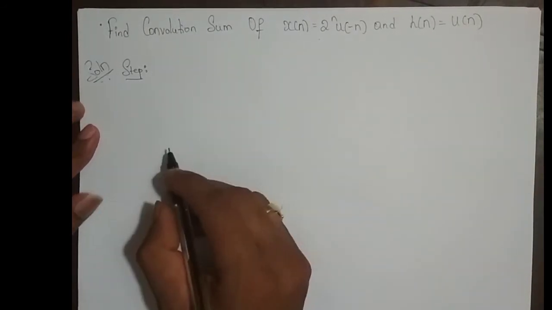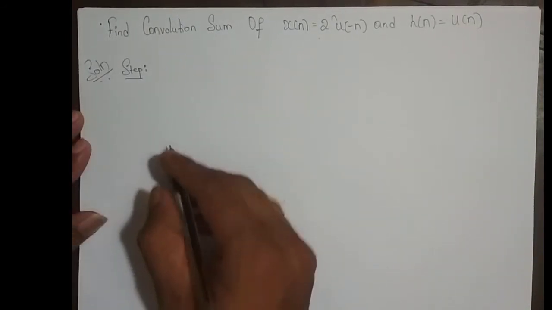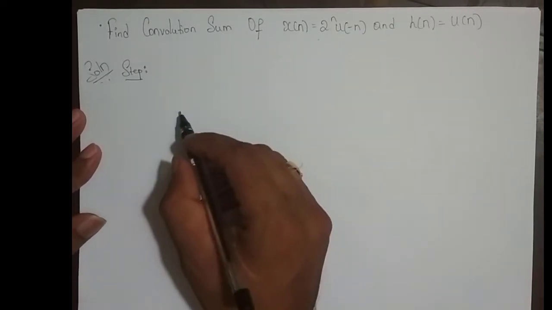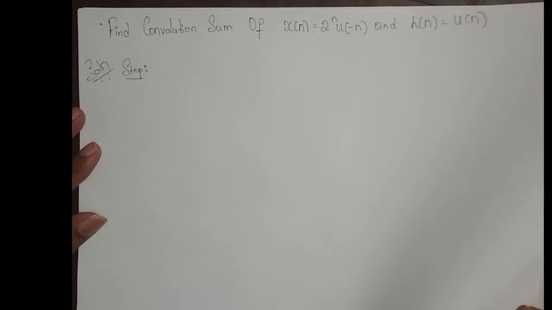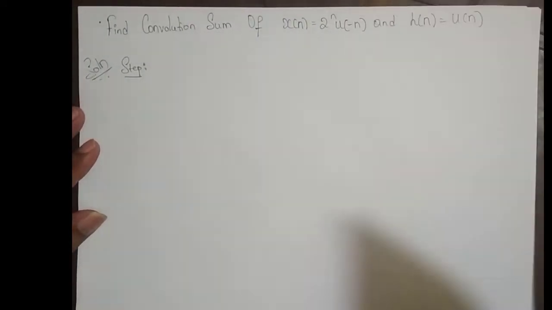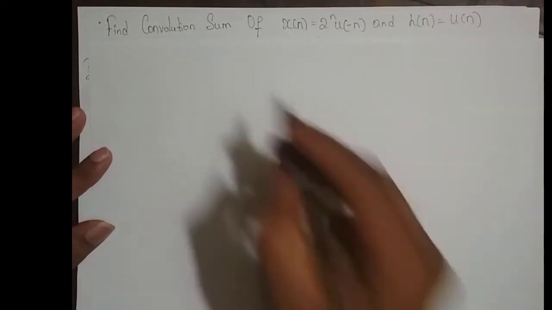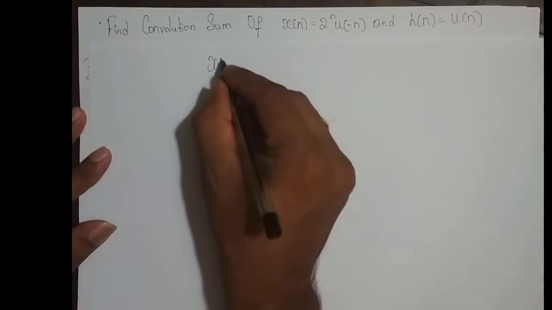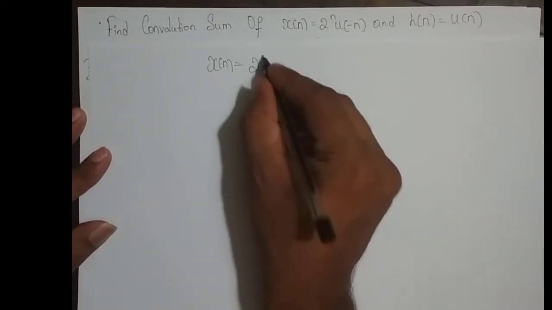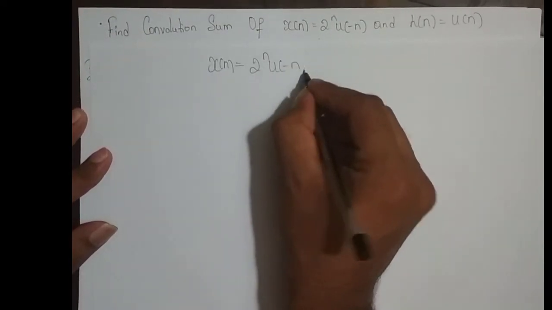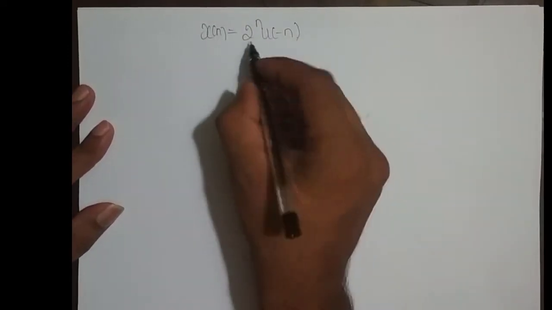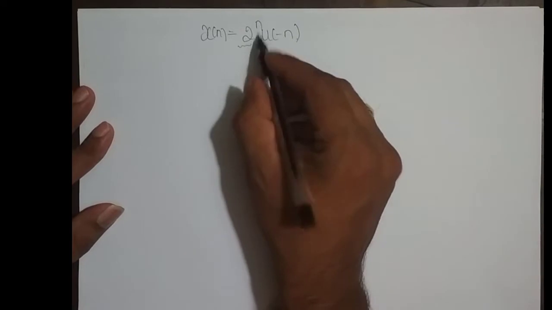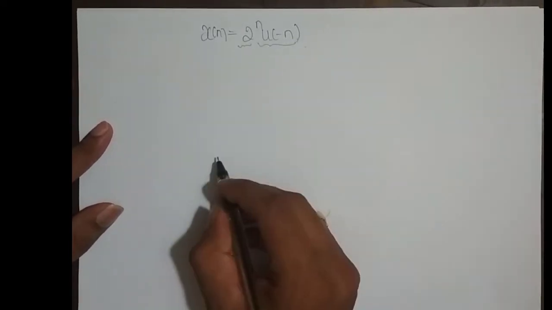How does the x of n signal look like? I'll try to put it in a separate sheet. So x of n is 2 power n u of minus n, right? How does this signal look like? It is a combination of two signals, right? 2 power n multiplied with u of minus n. So we'll plot them separately and see how it looks.